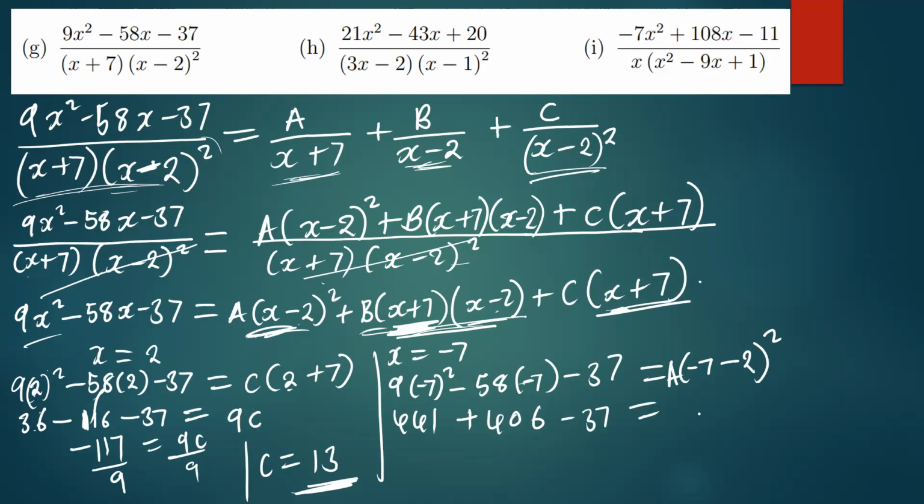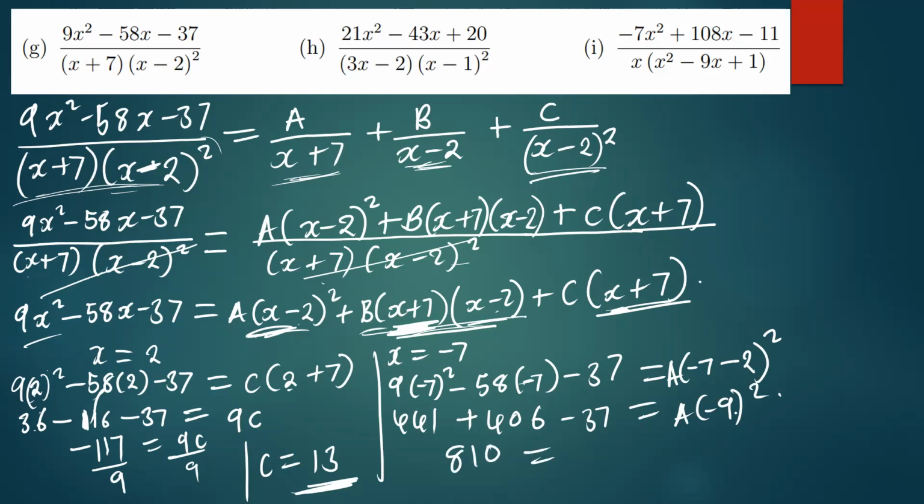Then this side you're going to have -7 minus 2. You are having what? -9 squared. So when you add 406 and 441, you get something like 847. Then when you subtract 37 from 847, you're going to get 810.